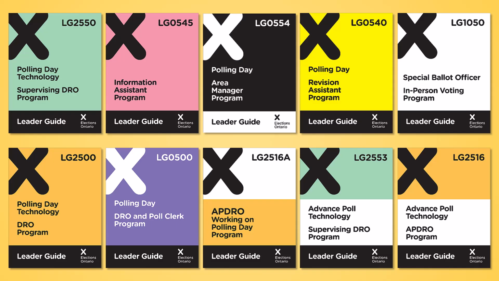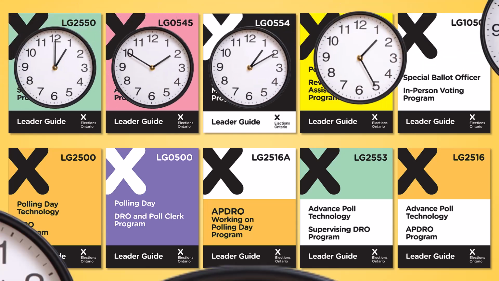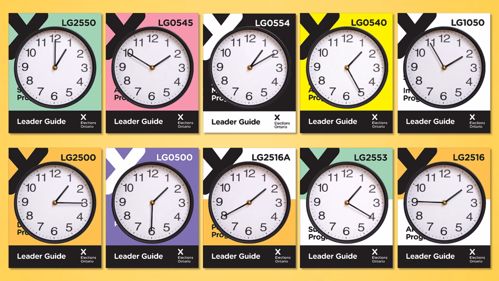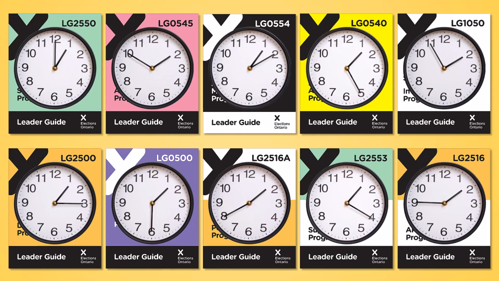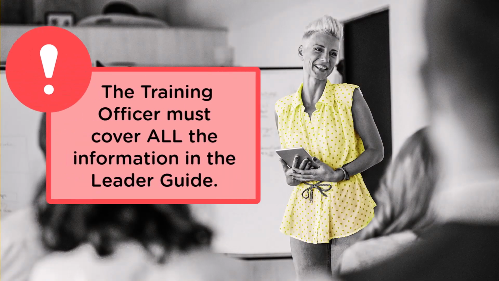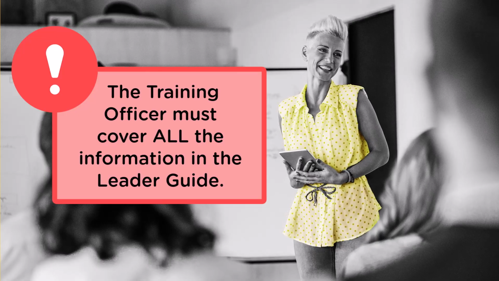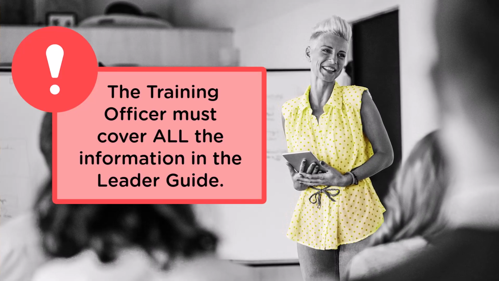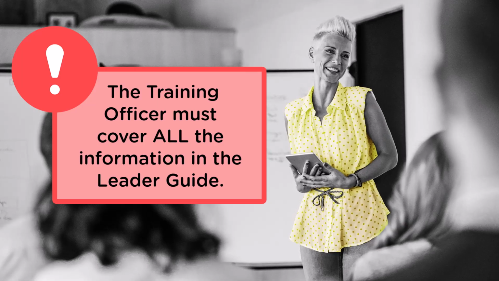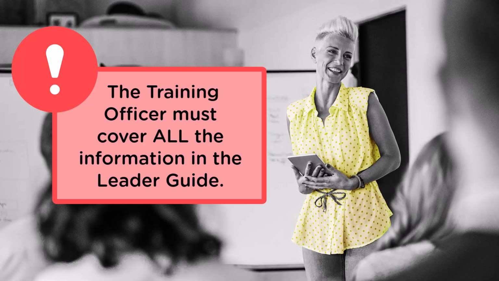Every leader guide has been designed to give you all the steps you need to teach the poll official programs. The training program for each position varies in length. To ensure that each training session is completed within the expected time, the training officer must follow the leader guide and not change the content. The training officer must cover all the information in the leader guide because the content of each training program is governed by the Election Act and the Accessibility for Ontarians with Disabilities Act of 2005.